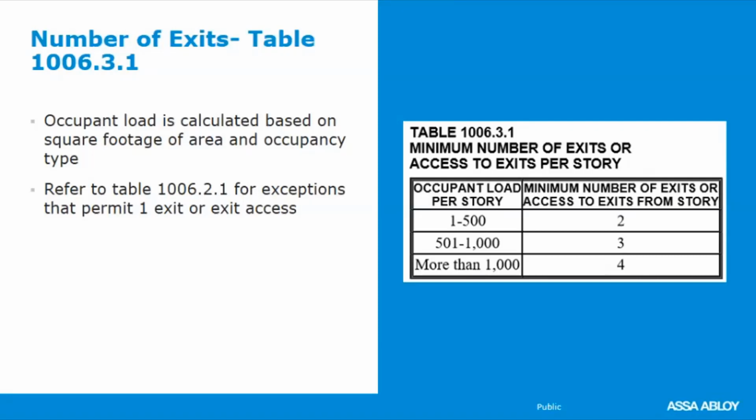The egress calculator will default to 2 if it's between 1 and 500 people. And if there's an exception, you need to apply that exception based on the occupancy type, whether the building is sprinklered, the common path of travel, your travel distance to exits, all of those factors in order to determine whether you are granted the exception.